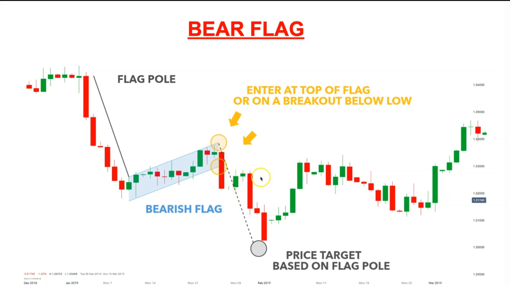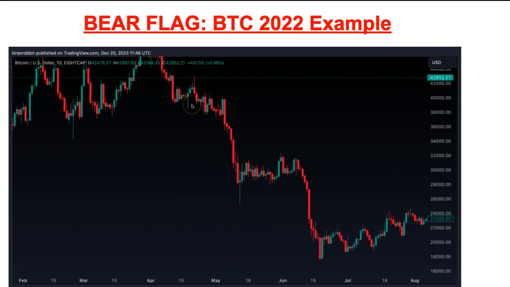Of course, there's no guarantee for entry, especially on this high volume, but this is generally the method used to enter for these bear flags. So this is an example of a bear flag that happened for Bitcoin in 2022. This huge decline and sell-off happened, which was greatly influenced by the Terra Luna collapse. And this is an example of a flagpole. And we have this consolidation, this channel, and we have this other decline here.